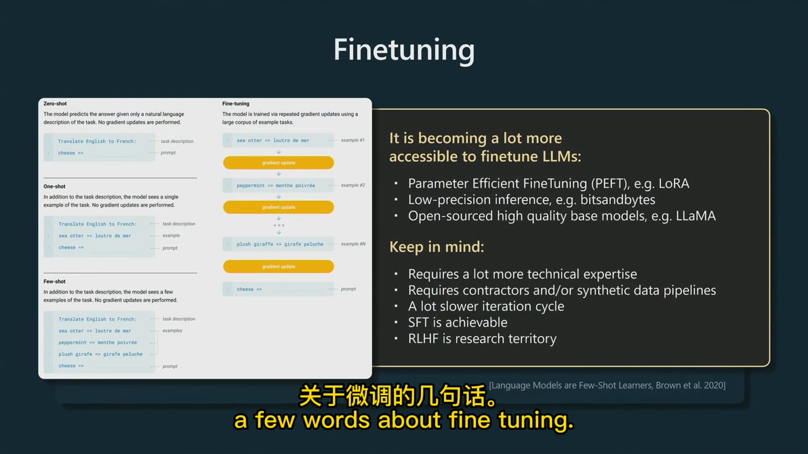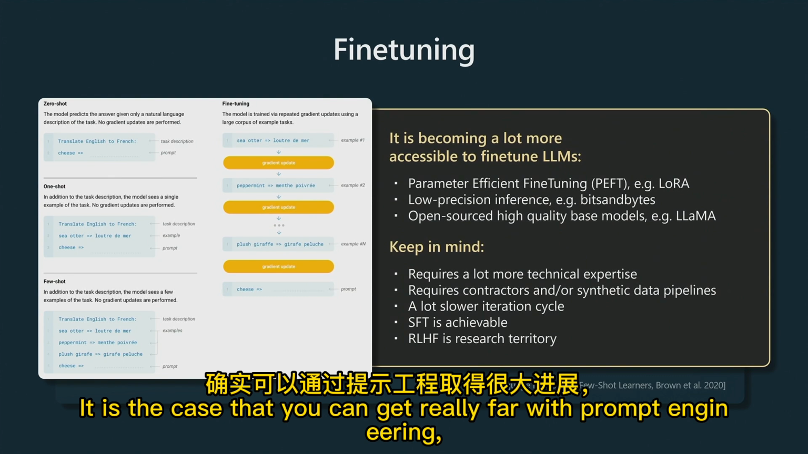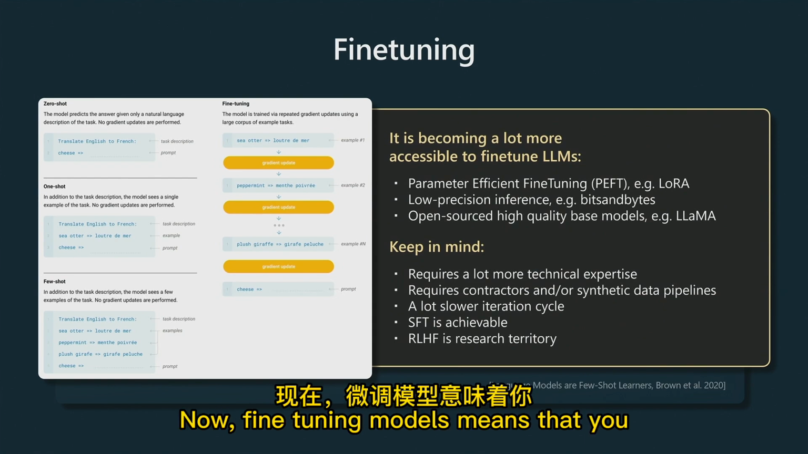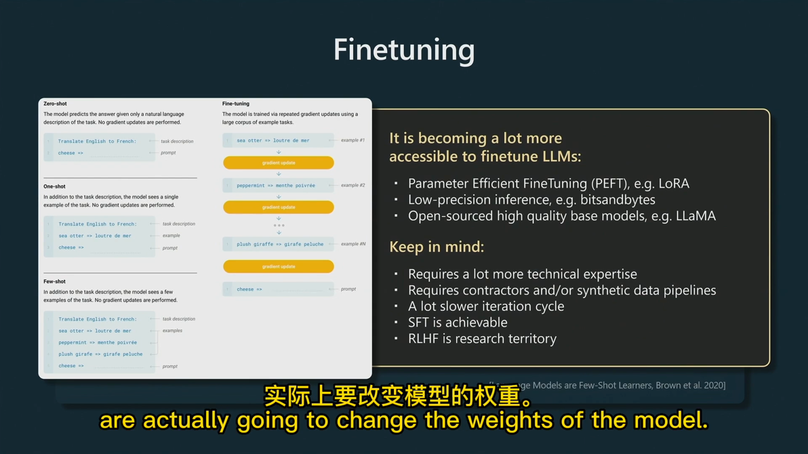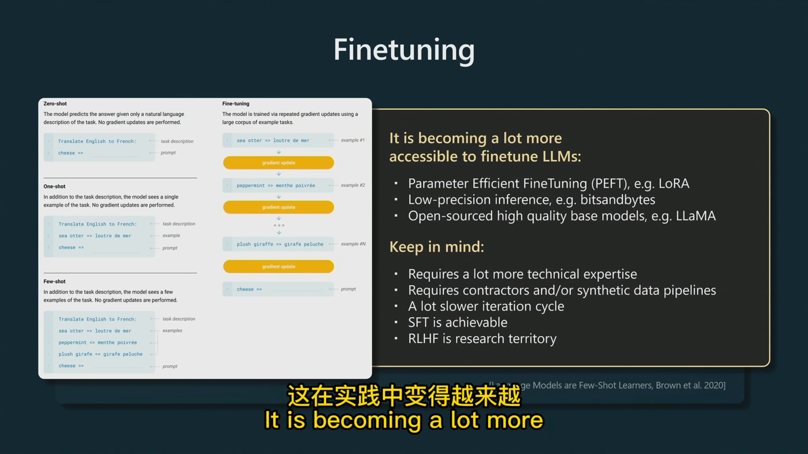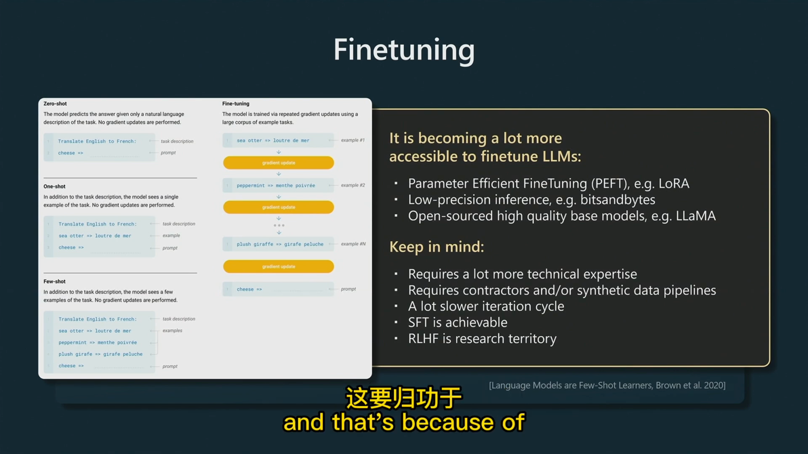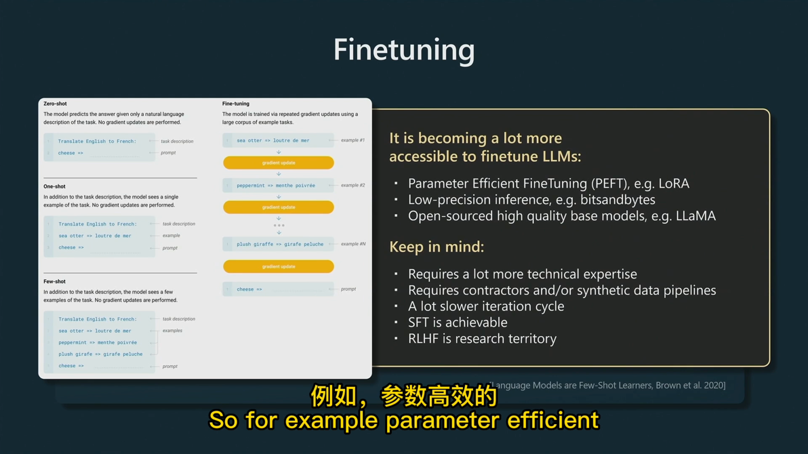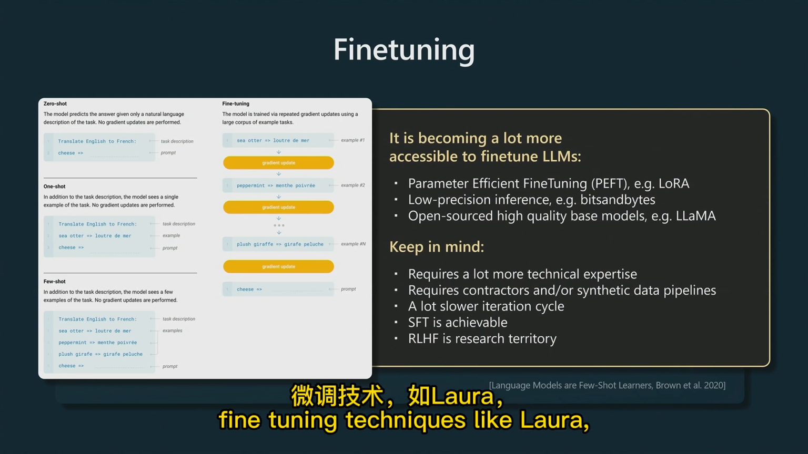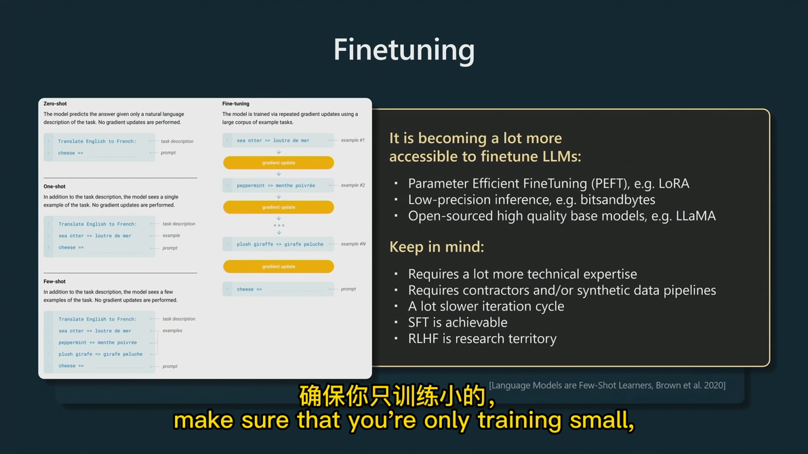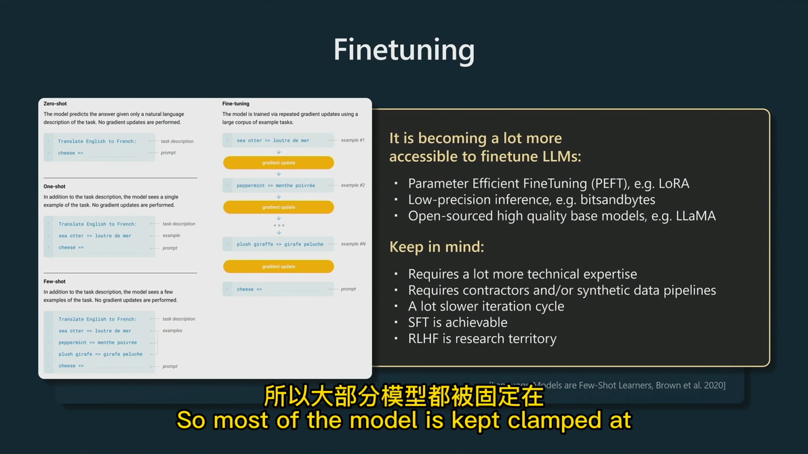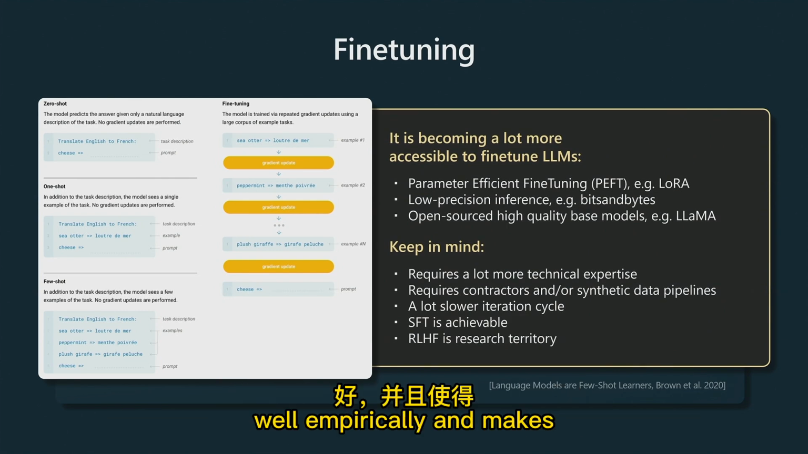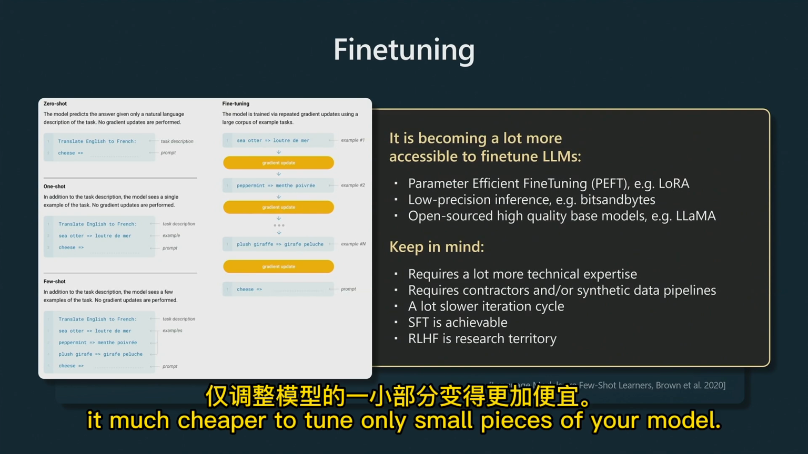I also wanted to say a few words about fine-tuning. You can get really far with prompt engineering, but it's also possible to think about fine-tuning your models. Fine-tuning means that you are actually going to change the weights of the model. It is becoming a lot more accessible to do this in practice, because of a number of techniques that have been developed and have libraries very recently. For example, parameter-efficient fine-tuning techniques like LoRA make sure that you're only training small, sparse pieces of your model. Most of the model is kept clamped at the base model, and some pieces of it are allowed to change. This still works pretty well empirically, and makes it much cheaper to tune only small pieces of your model.